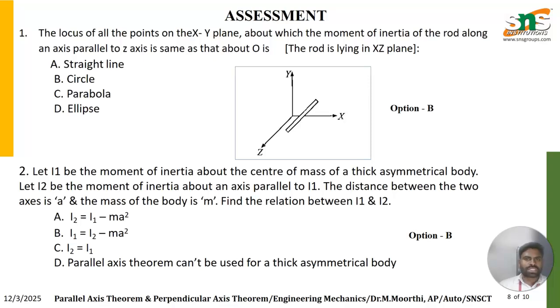So this is an assessment for us to find the answer. The question is about the locus of all the points, where different planes are given, and the moment of inertia along the axis parallel is in the same direction, and at O we can find the moment of inertia. The answer is circle. Likewise, we have different assessments, which we can solve with the help of both the parallel axis theorem as well as the perpendicular axis theorem.